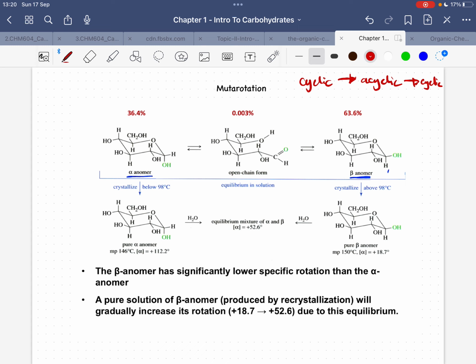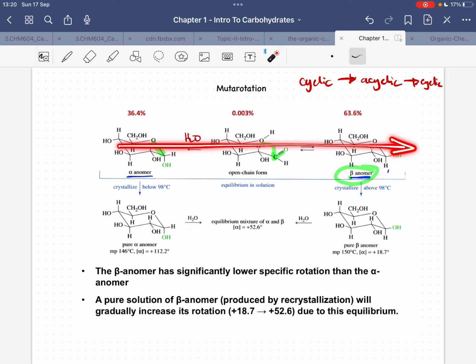Okay. So in here, the alpha anomer, when you dissolve it in water, this bond will break. It becomes the acyclic form, the Fisher projection that I showed earlier, or open chain, or acyclic. And at the same time, it will cyclize back again to form another anomer. At this time, it becomes a beta. Okay, and this happens in equilibrium. It moves back and forth when the sugar is in aqueous solution.